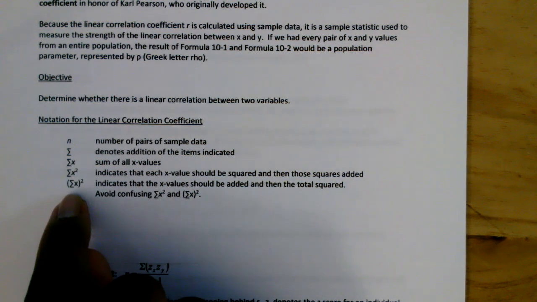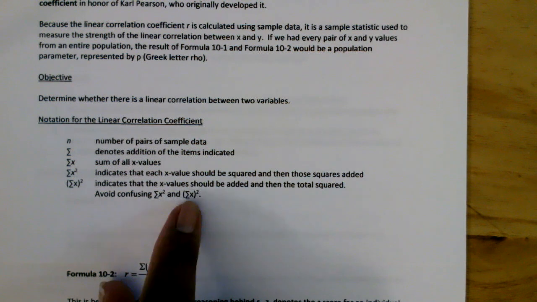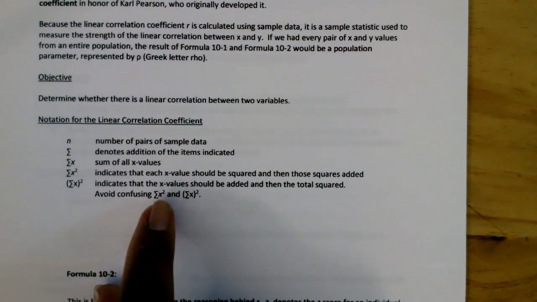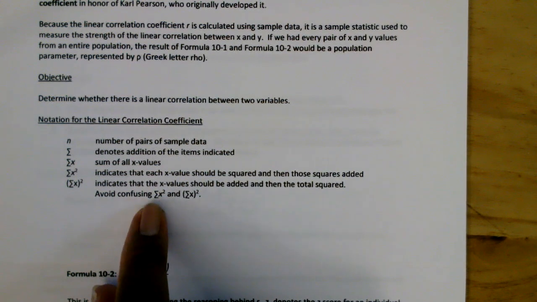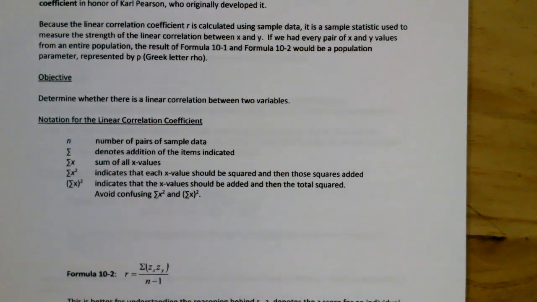And then this notation, the sum of your x's and then squared, indicates that the x values should be added, and then the total will be squared. Okay. So do not get these two notations confused. This one, we square the x's and take the sum. This one, we add the x's, and then that total will be squared.